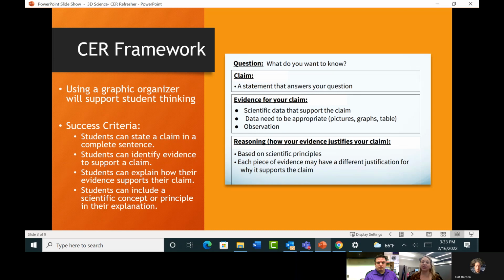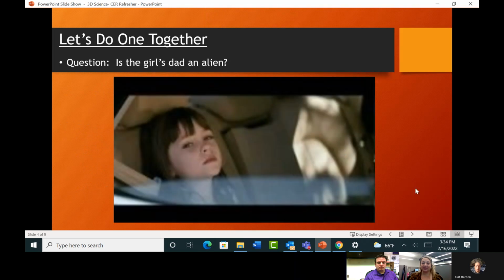How do you know if your students are going to be successful? Well, the success criteria is whether or not students can state a claim in a complete sentence. Students identify evidence to support a claim. Can your students explain how the evidence supports the claim, and does it include a scientific concept or principle in their explanation? So let's look at some examples.